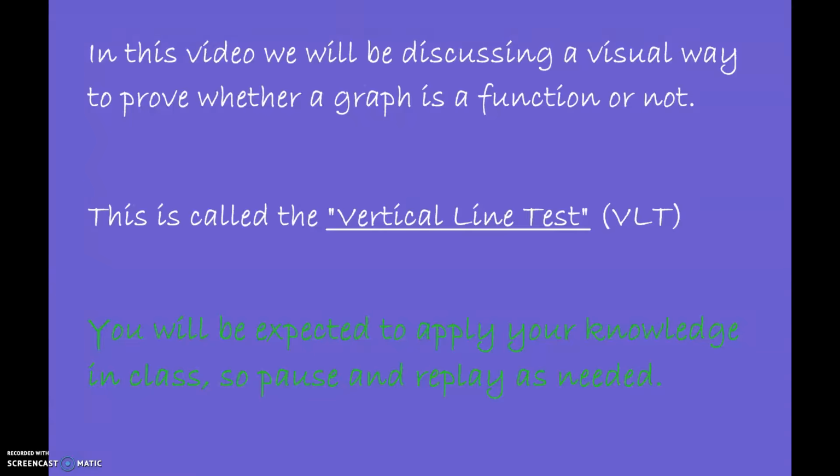In this video, we will be discussing a visual way to prove whether a graph is a function or not a function. This technique is called the vertical line test. Remember, the word vertical means up and down, right? So if you were to draw a vertical line, it would be a line that looks like this. Sometimes you'll see it referred to as the VLT, which is just an acronym for vertical line test.